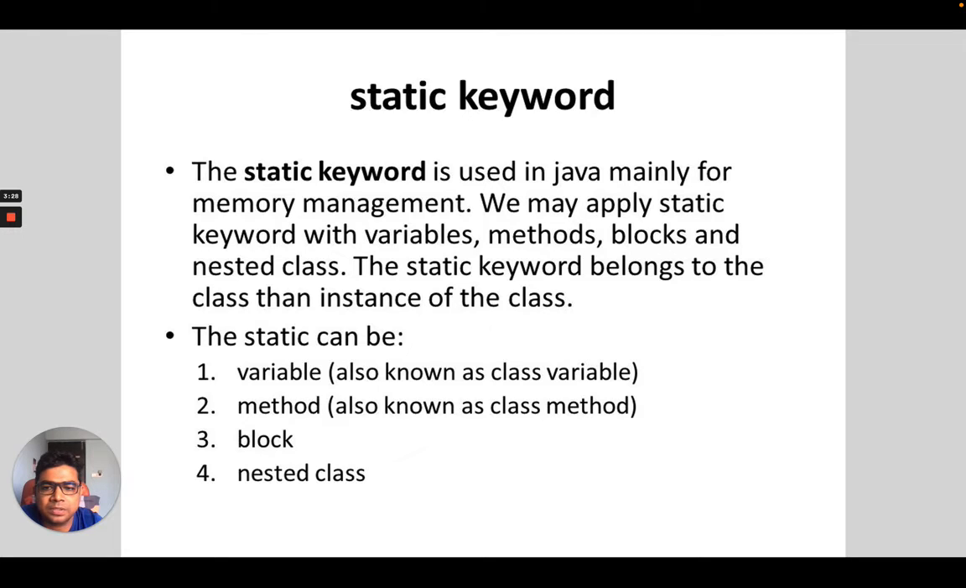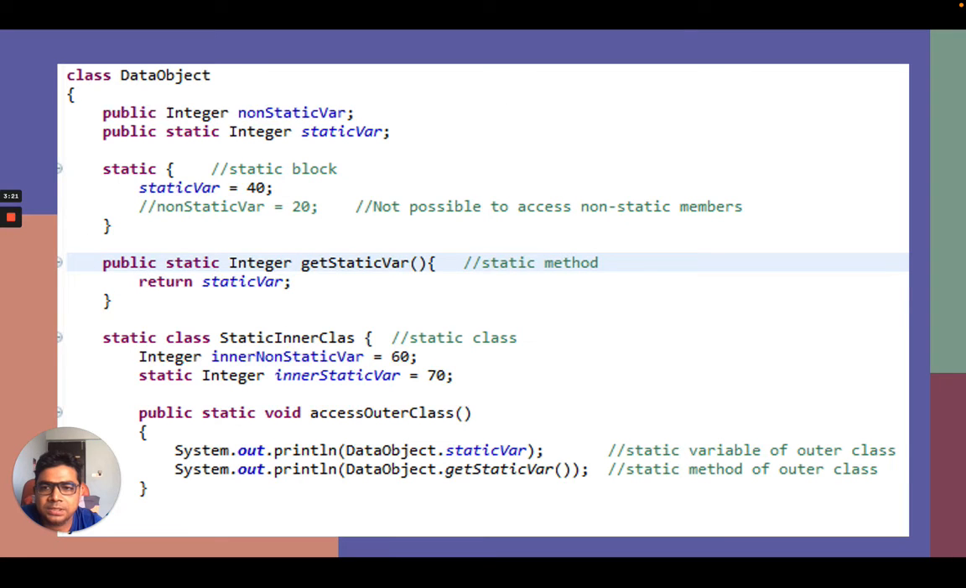The static keyword belongs to the class, rather than to an instance of the class. Static can be used with variables, methods, blocks, and nested classes. In this code example, you can see how to define static variables, static methods, and a nested class. And to use them, you can use the class name to access the static variables or the static methods.